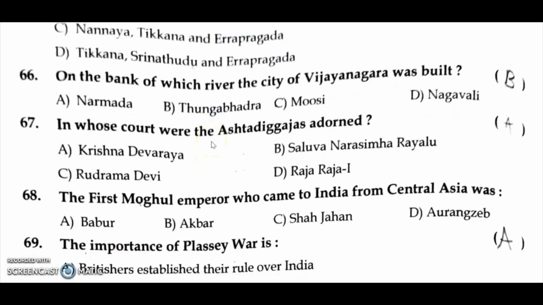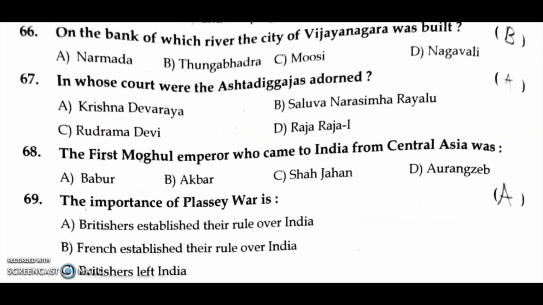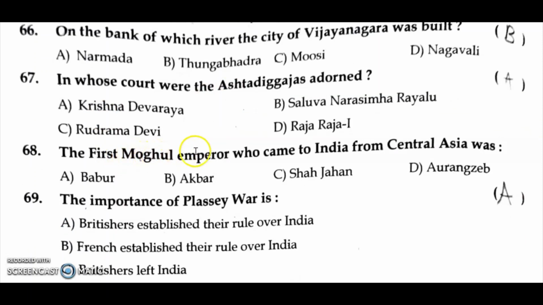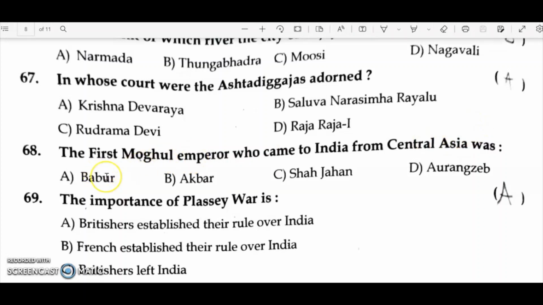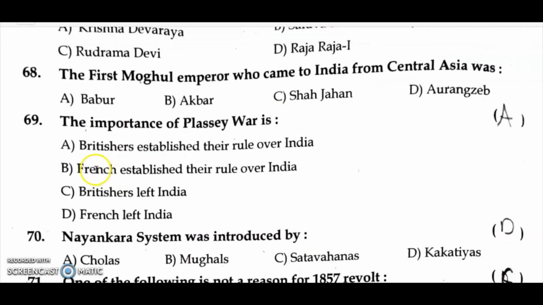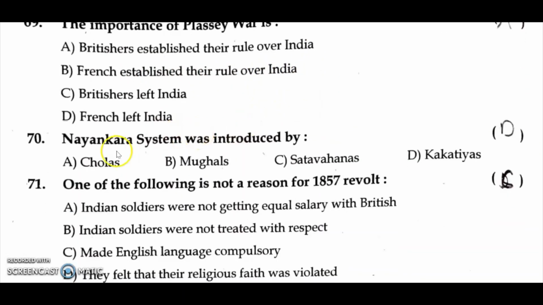On whose court were the Astadiggajas adorned? A. Krishna Devaraya. The first Mughal emperor who came to India from Central Asia was A. Babur. The importance of the Plassey War is A. Britishers established their rule over India. The Nayakara system was introduced by the Kakatiyas.